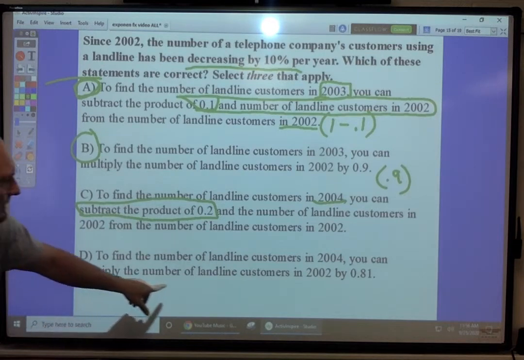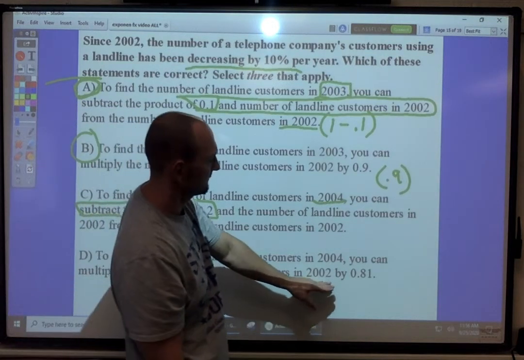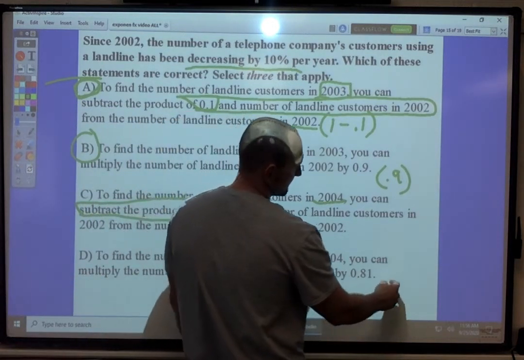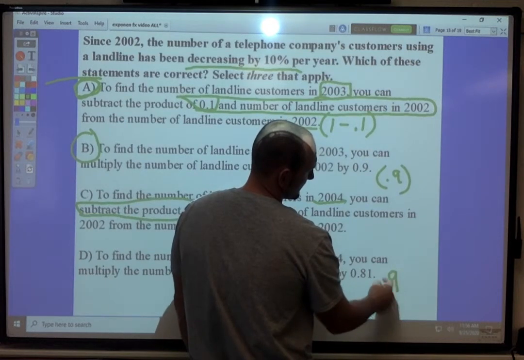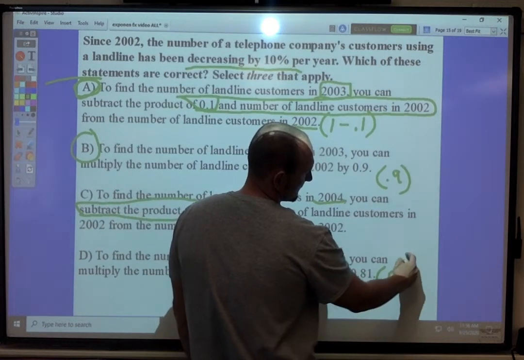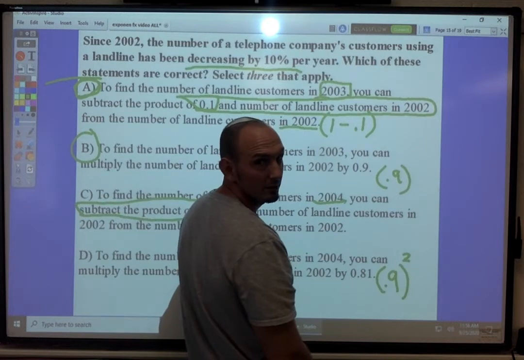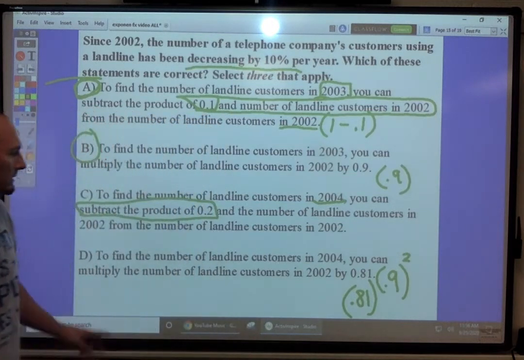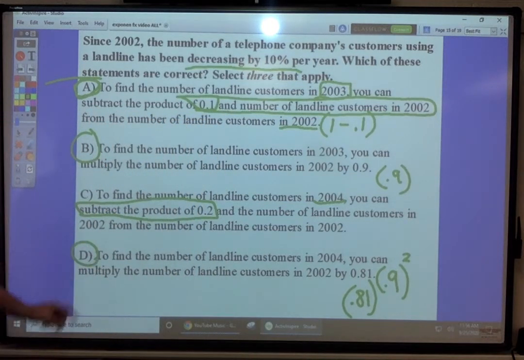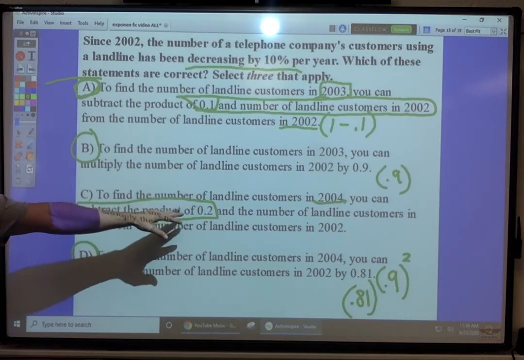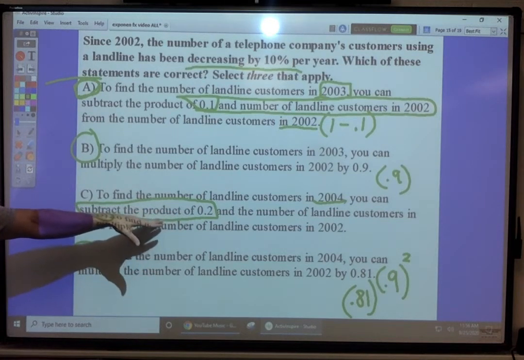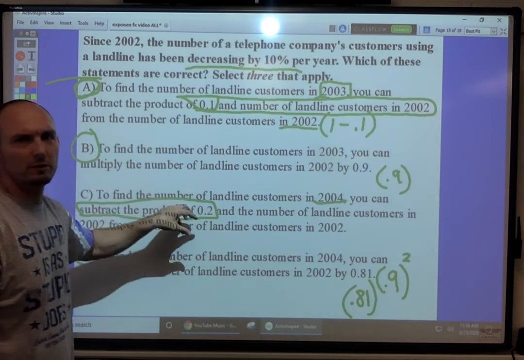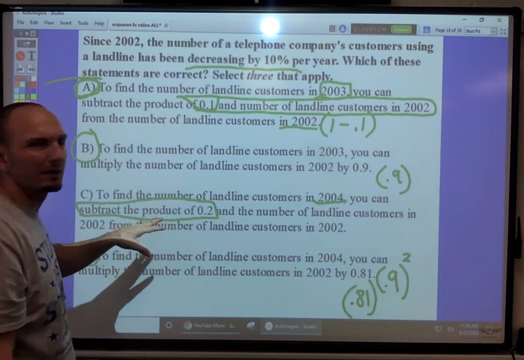You can multiply the landline customers in the first year by 0.81. Well, if this is what it is after 1 year, if I put a 2 there, that's actually the factor 0.81. So this would give me a value. Here I'm subtracting 20%, which is not what we're doing. That would be true if it was a constant rate, but it's not.